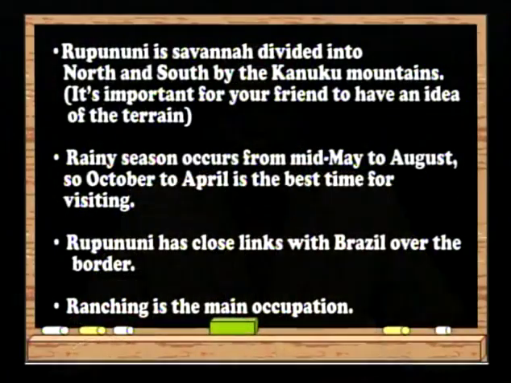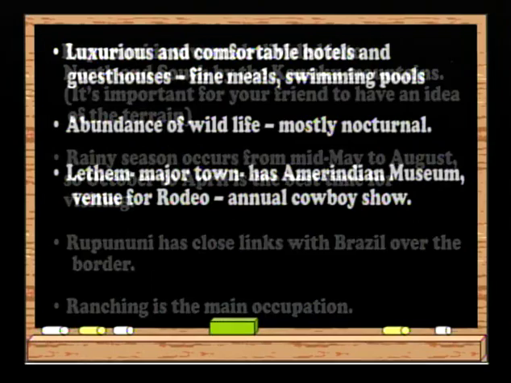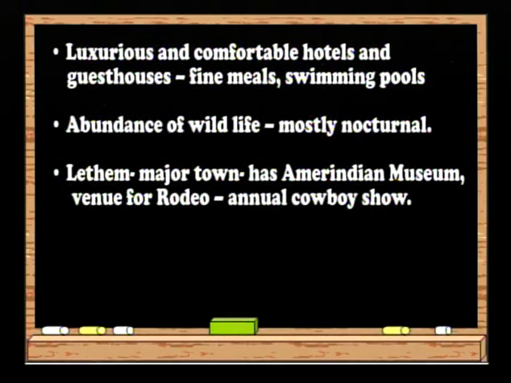Let us now write a draft of the main points that your letter should contain. Rupununi is savanna divided into north and south by the Kanuku Mountains. It's important for your friend to have an idea of the terrain. Rainy season occurs from mid-May to August, so October to April is the best time for visiting. Rupununi has close links with Brazil over the border. Ranching is the main occupation. Luxurious and comfortable hotels and guest houses, fine meals and swimming pools, an abundance of wildlife, mostly nocturnal. Lethem, major town, has an Amerindian museum, venue for rodeo and annual cowboy show.